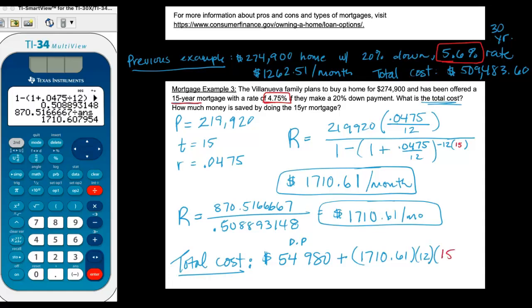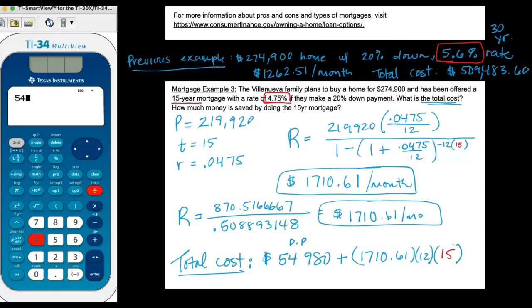So now keep in mind that when you're calculating the total cost, when we did it for 30 years, there was a 30 here because they made 30 years of payments. Now they're only making 15. So yes, the monthly payment is higher. So that could be a deal breaker if this family can't afford that monthly payment, but they're only paying it for 15 years, which is awesome.